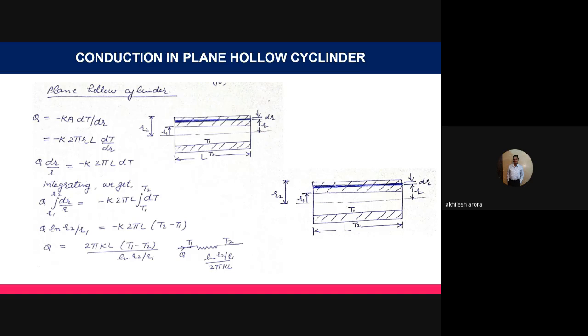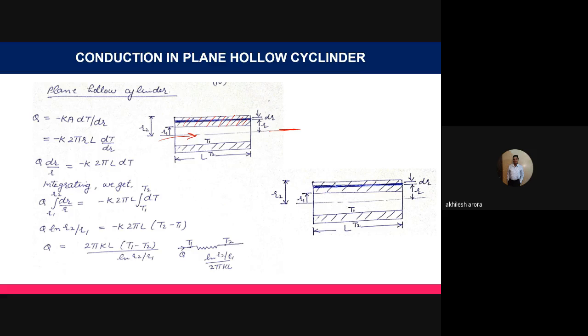Now I am going to discuss conduction in a plain hollow cylinder. Now, plain hollow cylinder, it's a very simple case. So what we have shown here is a hollow cylinder. This is the central axis of the cylinder, and this is the solid part of the cylinder. Here the fluid can flow through it.